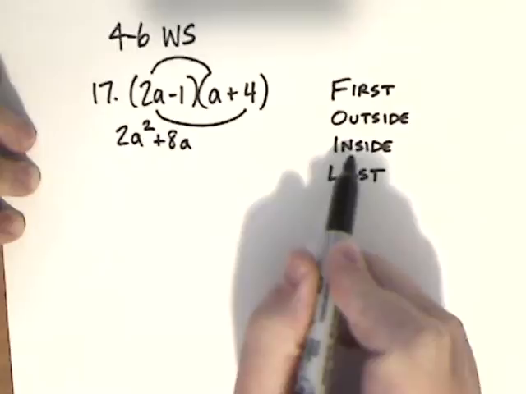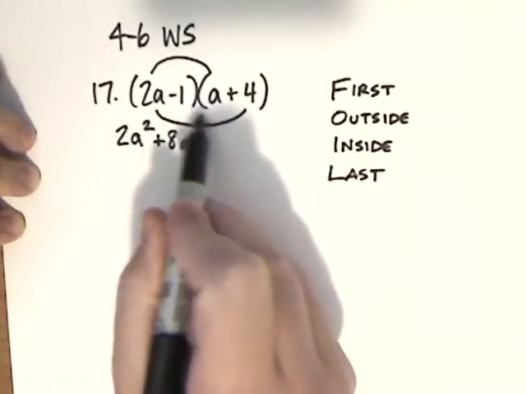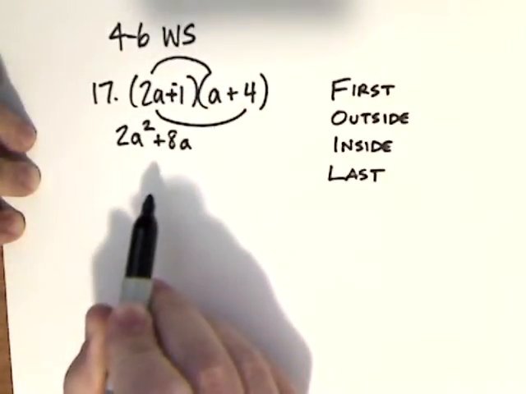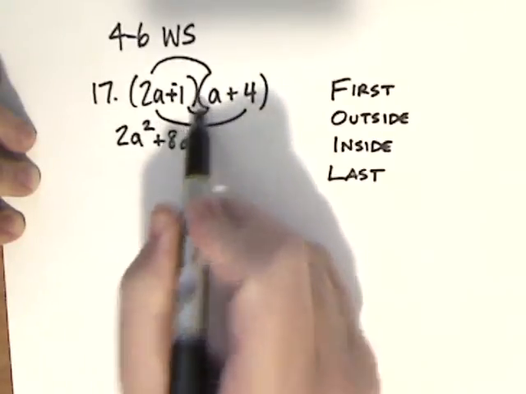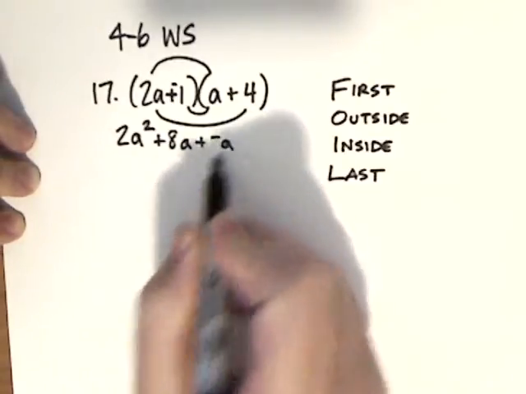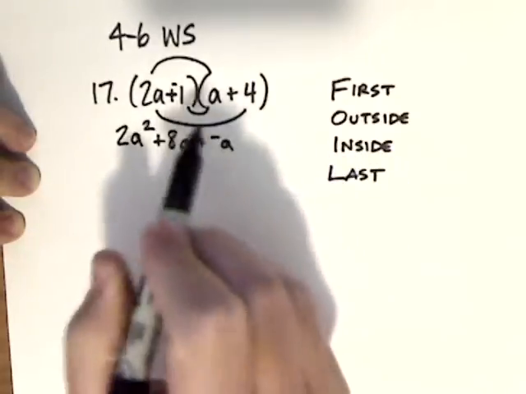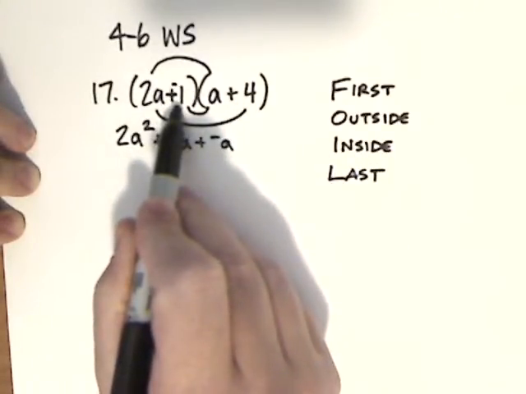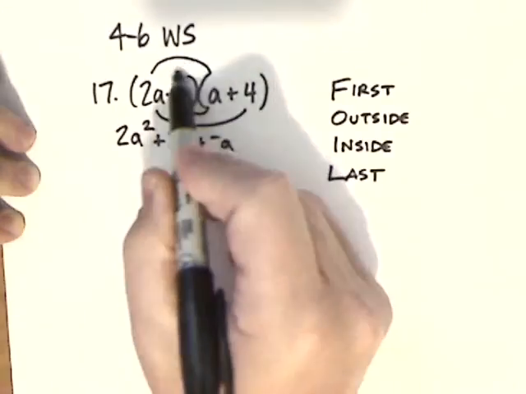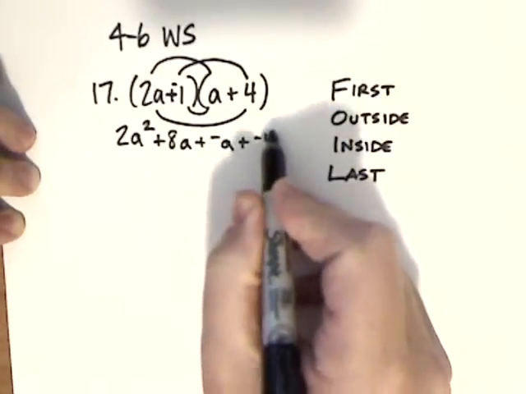Now we take the I for inside. That means take the two terms that are on the inside of our problem, the ones in the middle, and multiply those. Now I have a negative 1 times an a, so connect those. Negative 1 times an a is a negative 1a, or a negative a. Now we take the L for last. That means combine the last term in the first binomial with the last term in the second binomial. Multiply those two. So that's negative 1 times 4. Negative 1 times 4 gives me negative 4.